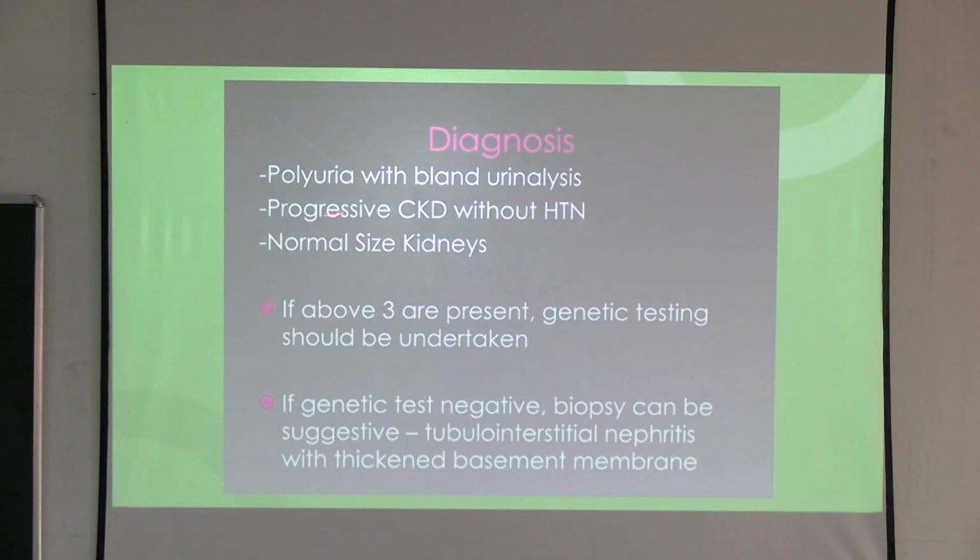So diagnosis is polyuria with bland urinary analysis. So there is no protein excretion, there is no blood excretion in urine, but the volume is more. Polyuria, that is more than 3 liter to 5 liter per day urine. So polyuria with bland urine analysis, progressive chronic kidney disease without hypertension and normal sized kidney, but in advanced stage the kidney sizes will be shrunken.